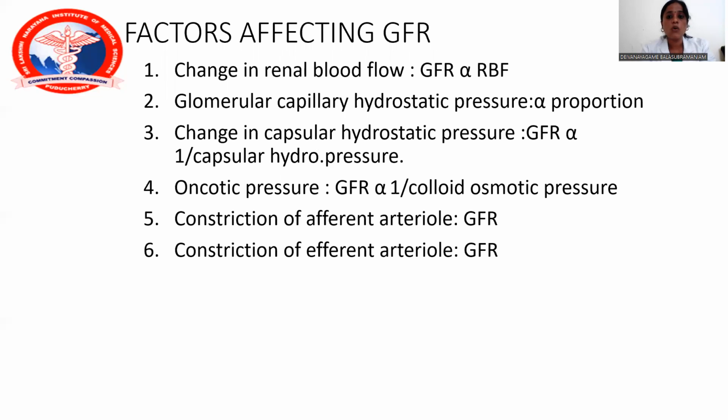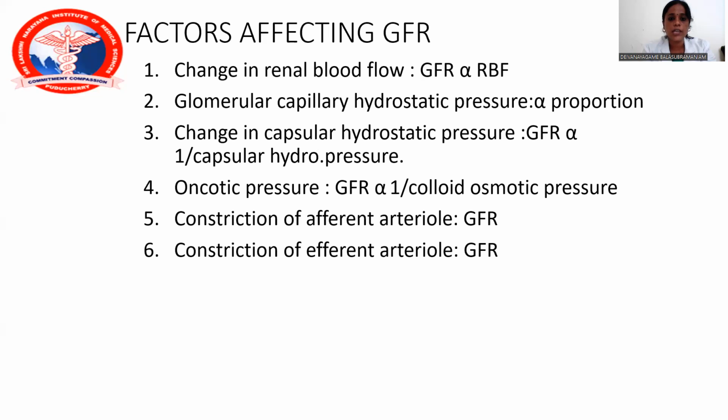And next one is the factors affecting GFR. So what are the factors affecting it? The first one is a change in renal blood flow. Whenever the renal blood flow increases, GFR increases, and whenever it decreases, GFR decreases. So it is directly proportional. Next one is glomerular capillary hydrostatic pressure. So whenever the glomerular capillary hydrostatic pressure increases, the GFR increases. So here also it is directly proportional.